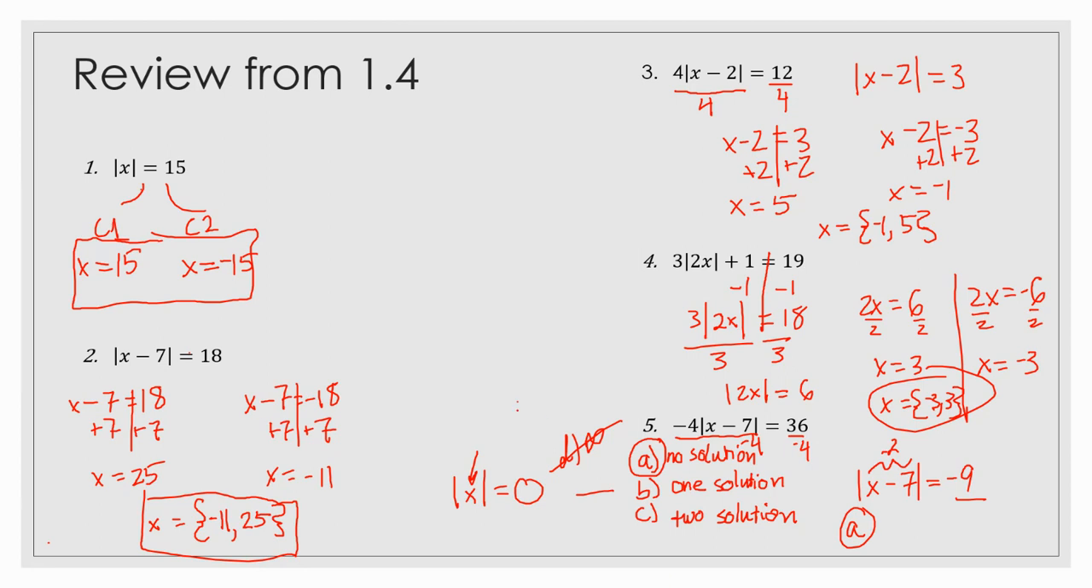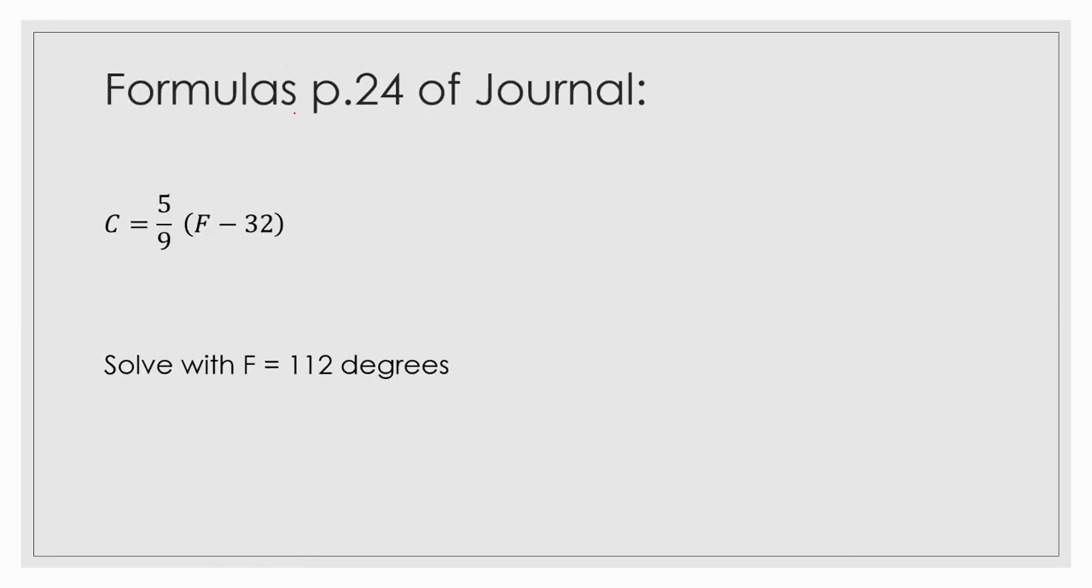Now, our lesson for today. On page 24 of your journal, you can follow along. We're going to take a quick look at the formula for Celsius. Celsius equals 5/9 times the quantity Fahrenheit minus 32.